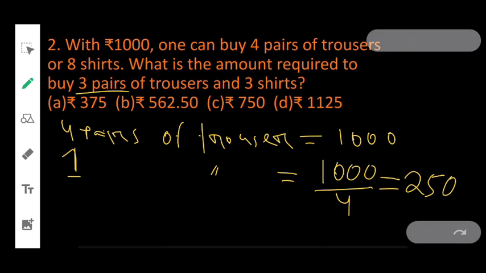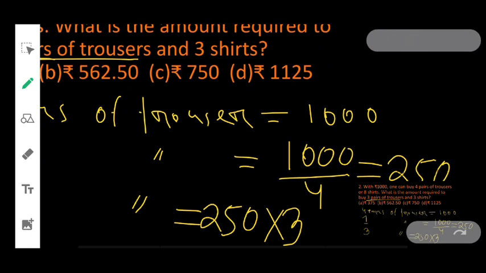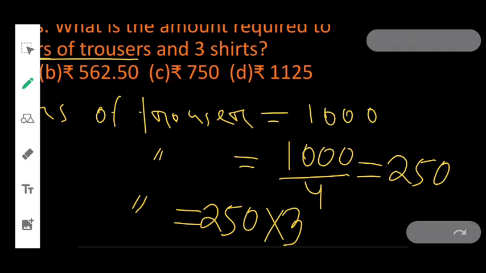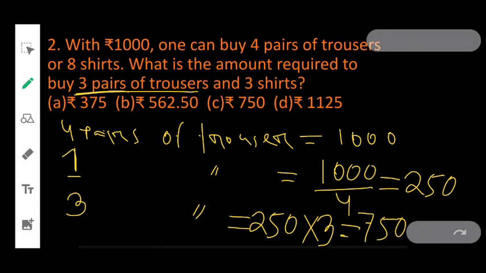And to find out the cost of 3 pairs of trousers, the cost of 3 pairs of trousers equals 250 multiplied by 3, because this is direct variation. So 250 multiplied by 3 will be 750 rupees. That is the cost of 3 pairs of trousers. Now next we have to find out the cost of 3 shirts.